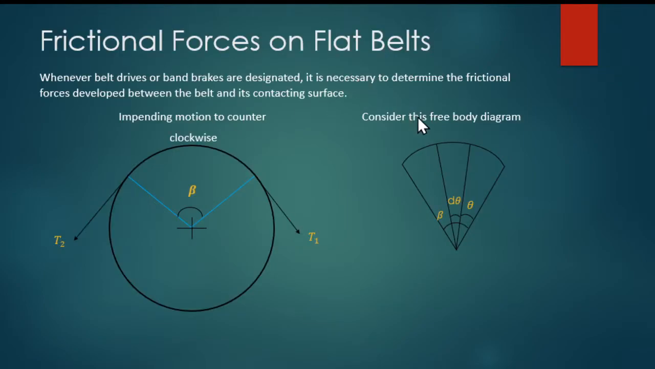So consider this free body diagram. We have this, so it will create an angle. If we cut in here, it will create an angle, which is this is an angle of beta, and this is an angle of theta. At a very small area of this pulley, we can create a very small angle, and we will call it d theta.